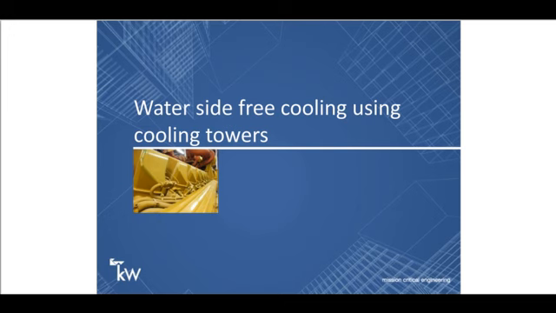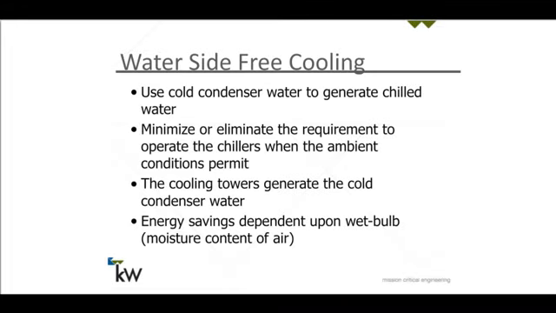So let's look at water-side free cooling using solely cooling towers. Cooling towers create cold water when you pass the water over the tower and use adiabatic cooling. You can take that cold condenser water and use it to perform chilled water cooling. You can either eliminate the requirement to operate the chillers, or minimize it when you use them either in series or in parallel. And unlike the dry bulb economizer, the energy savings on the water side economizer with the cooling tower depend on the wet bulb, the moisture content of the air.